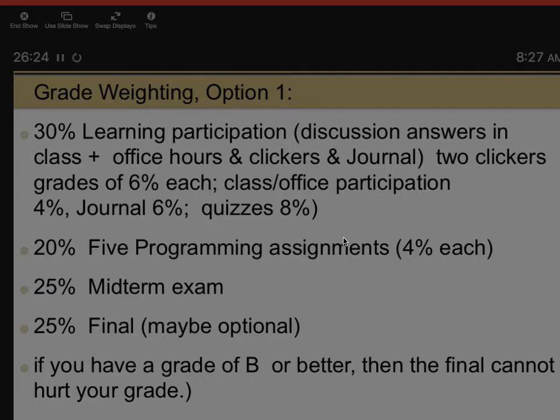There will be 5 programming assignments, 4% each. The first one is pretty easy, and then they get medium hard, and then the last one's generally pretty hard. There's a midterm and a final, and the final may be optional.